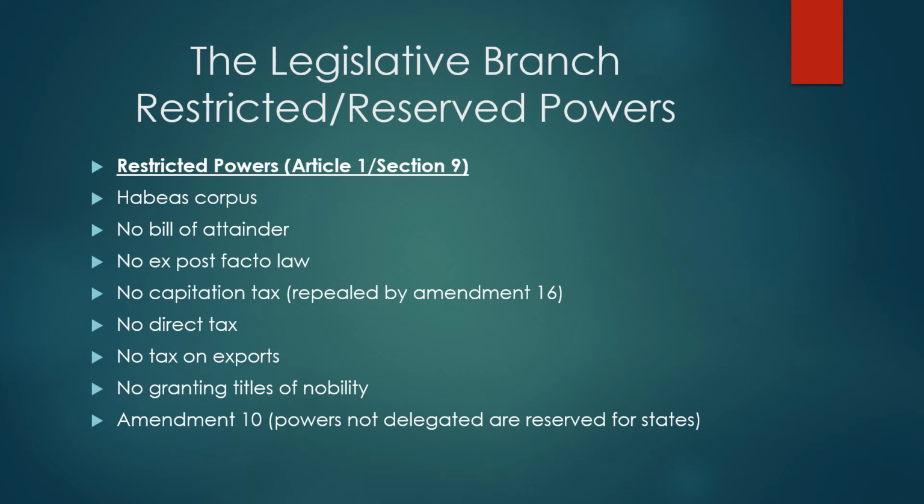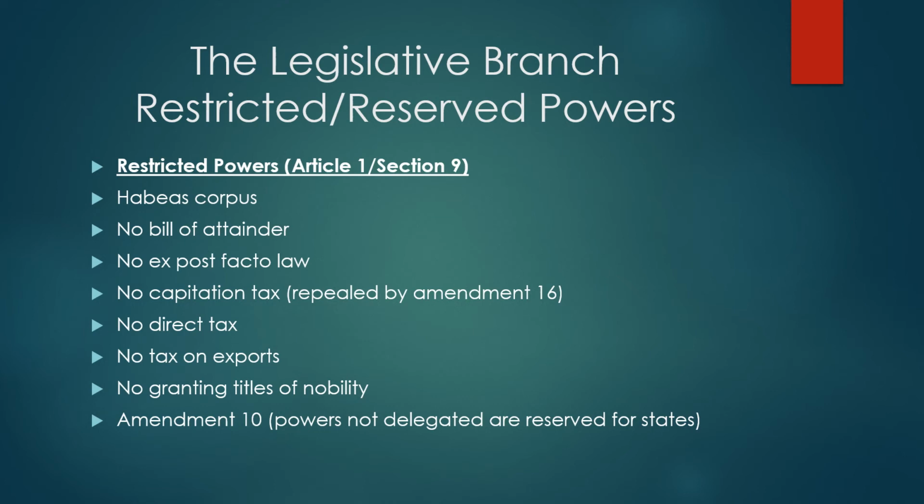Congress can't do a capitation tax, which is our modern income tax, and that restriction was of course repealed by Amendment number 16, so that we could have an income tax. They can't do direct taxes like real estate taxes. They can't tax exports out of the country. Congress can't grant a title of nobility.